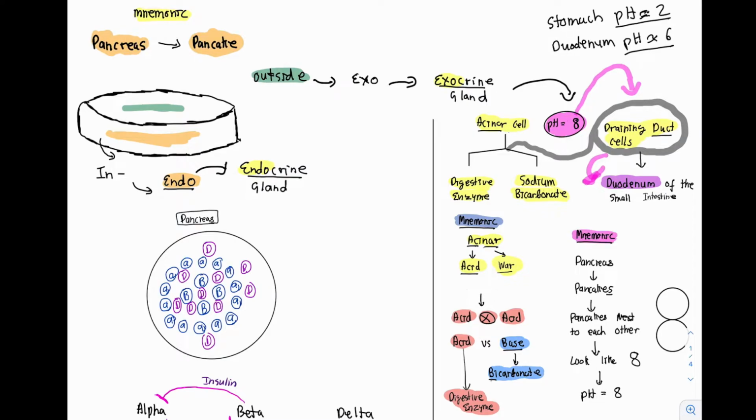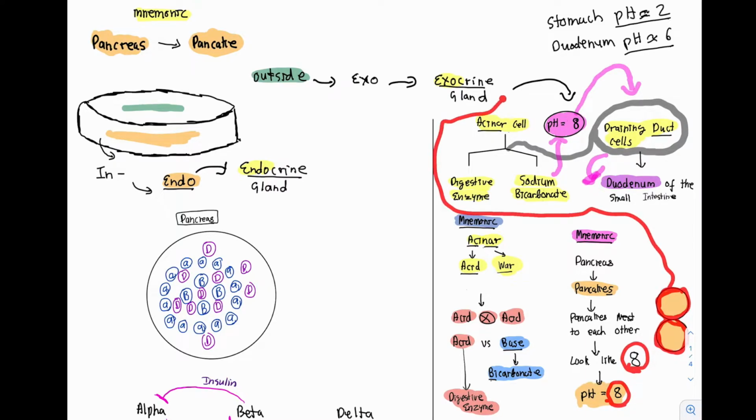For that, we already know that sodium bicarbonate increases the pH, but to specifically remember the number 8, imagine the pancreas, imagine lining two pancakes next to each other. Pancreas sounds close to pancakes, and just imagine two pancakes. When the pancakes are next to each other, it looks like an 8. Therefore, the pH of the pancreas is 8. And this pH is important to neutralize the acid so that the duodenum of the small intestine is not broken down.